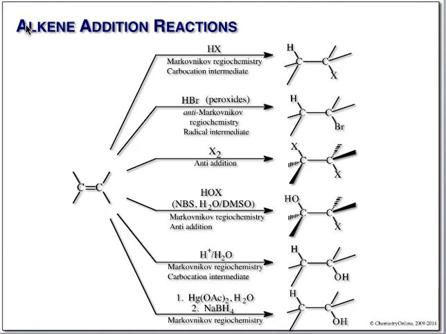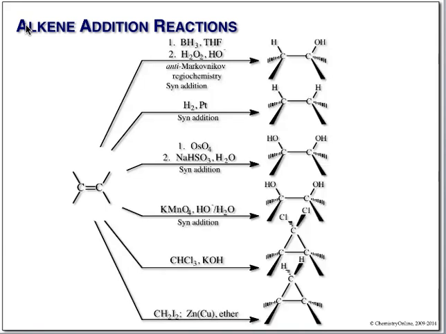We're going to go through each of these. And what you need to do is to be able to look at them and remember the little bits of words that are underneath all of these. Our second set, BH3 and THF: anti-Markovnikov, syn addition, hydrogen and the OH. Simple reduction, hydrogen and platinum. Again, syn addition of H2. Osmium tetroxide or potassium permanganate give a 1,2 diol. Once again, syn addition.